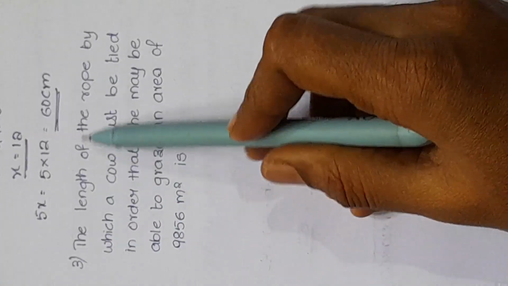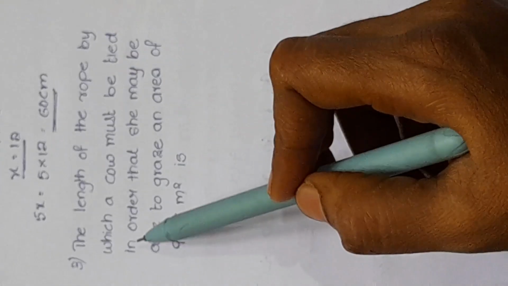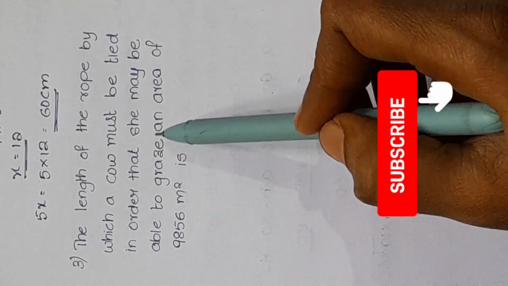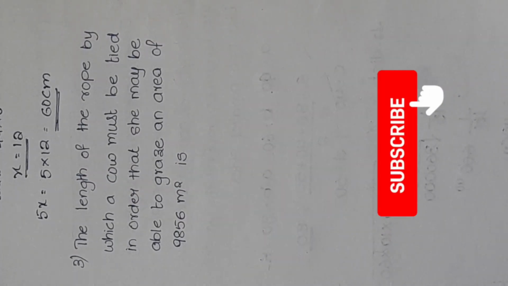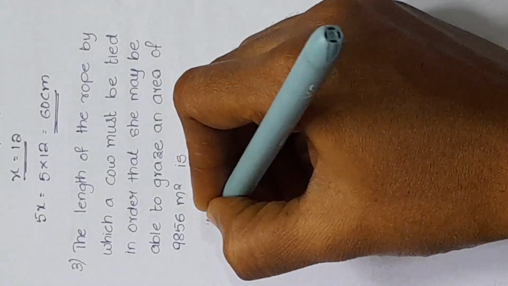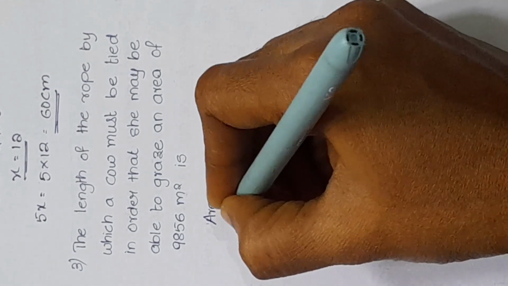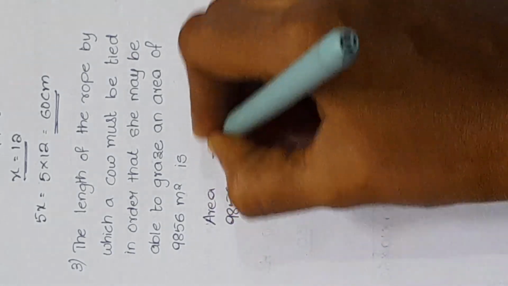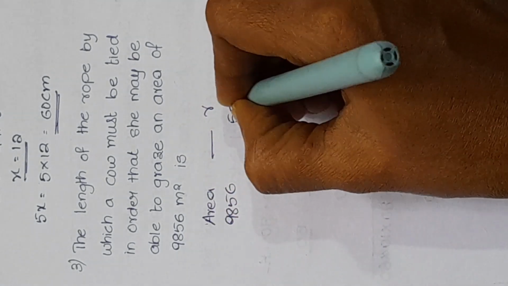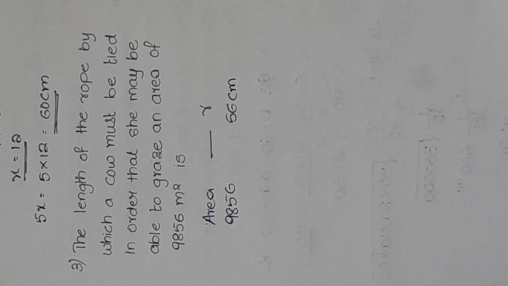Question number 3. The length of the rope by which a cow must be tied in order that she may be able to graze an area of 9,856 meters square. According to the table, if area is 9,856, the radius will become 56. Let us solve this in a detailed way.